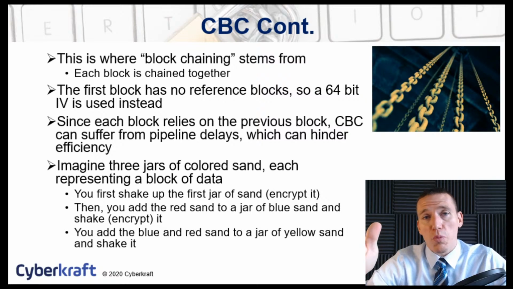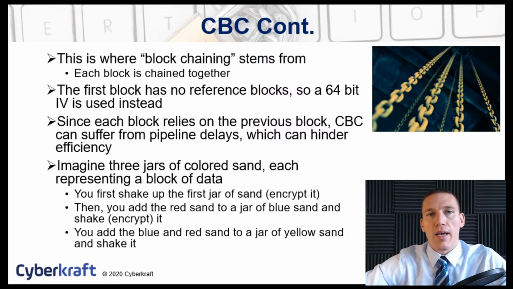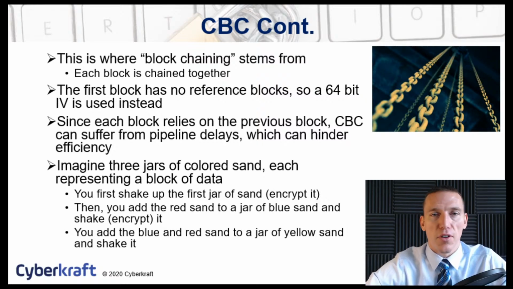Since with the first block you would have no reference block, no block to XOR with, you use a 64-bit initialization vector, and that replaces one of the blocks. So cipher block chaining uses 64-bit blocks, and the first block is replaced by an initialization vector of 64 bits.